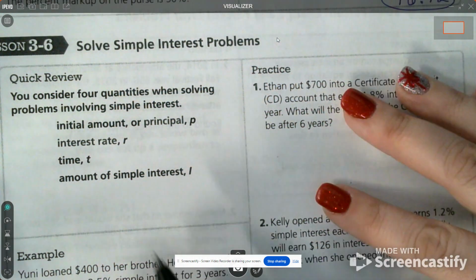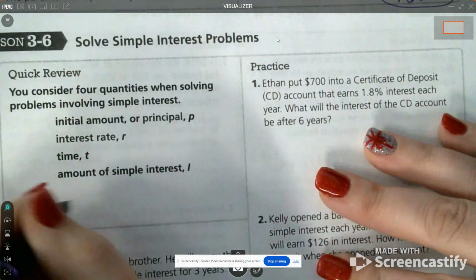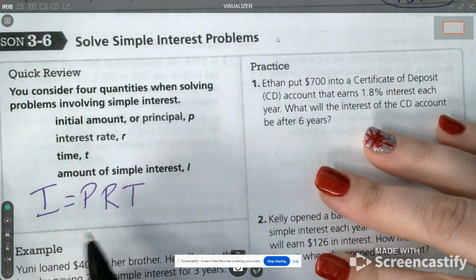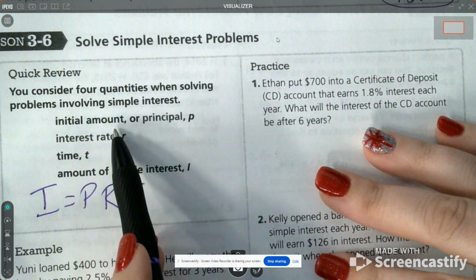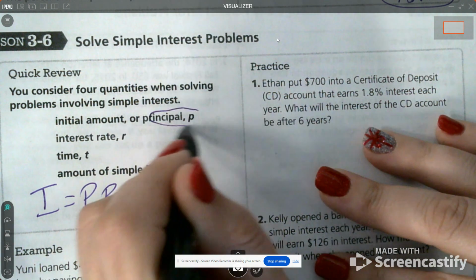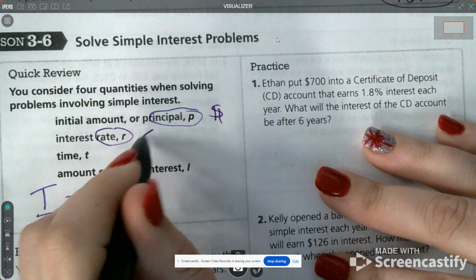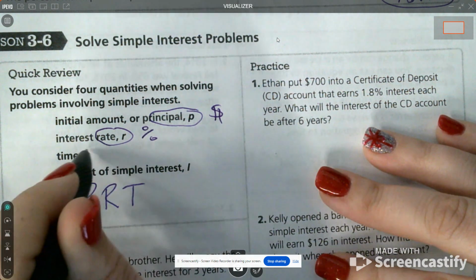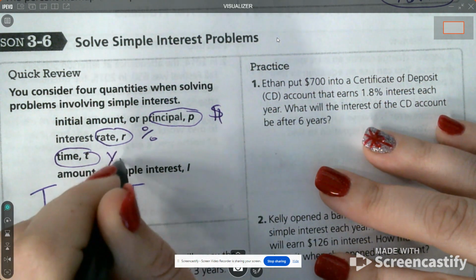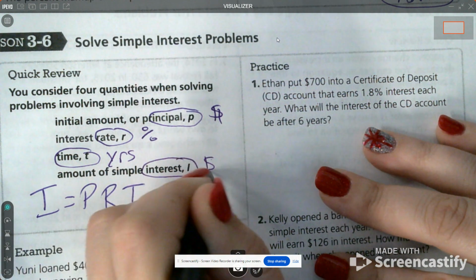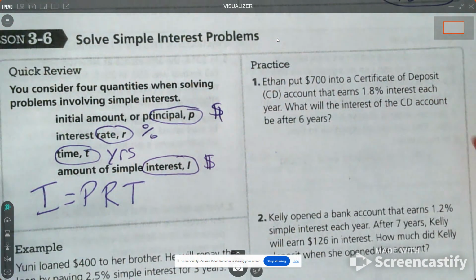But this is the equation. This is a simple interest equation. So I equals PRT. Remember, the initial amount or the principal is always going to be money. The rate is always going to be a percent. Your time is going to be in years, and your interest is also going to be money. So that will help you decide which one goes where.